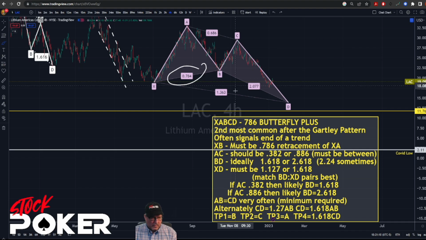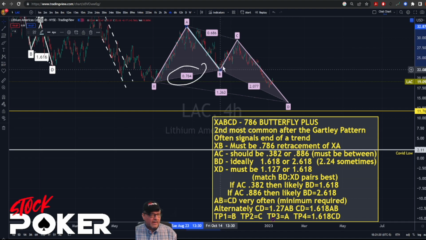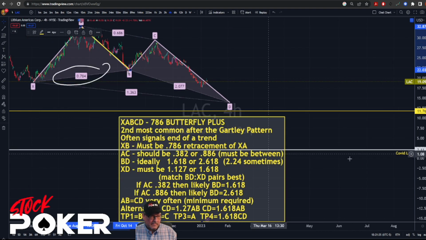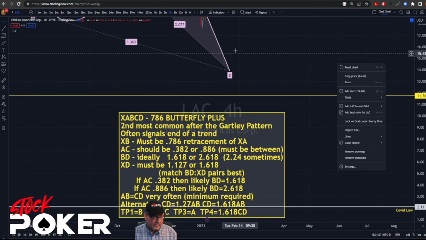So what do I mean if I say AB equals CD? Here, that's our AB leg right there. Let me make it yellow. Let me zoom in a little bit so you could see it a little better.